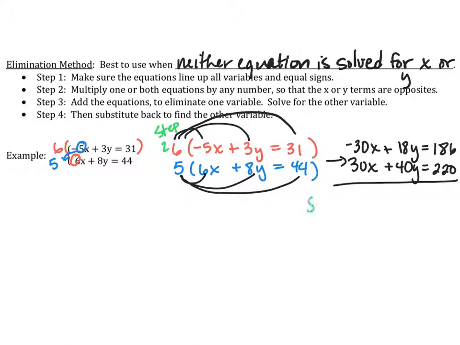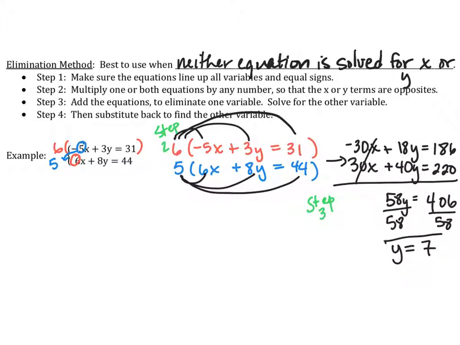This is step 3 right here when I add the equations together. So 30x plus negative 30 gives me 0. That's how that gets eliminated. 18y plus 40y is going to give me 58y. And 186 plus 220 gives me 406. So now I have a pretty simple equation to deal with. So I can just divide by 58. And y equals 7. So that's one of my answers.